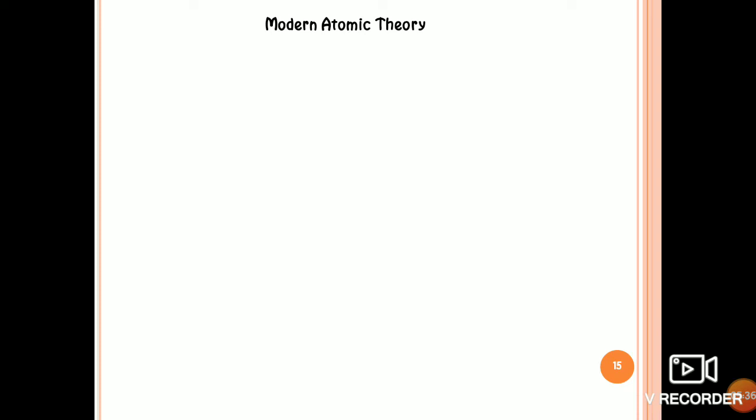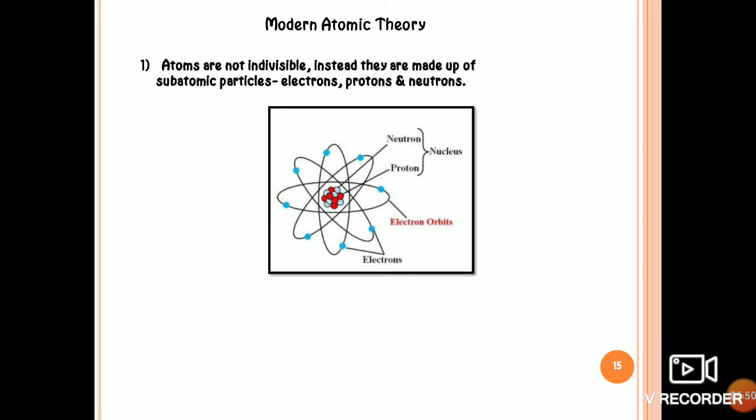If you remember Dalton's atomic theory, Dalton said that atomic particles are indivisible, we cannot divide them further. Atom is the smallest one. But after a long time, it was found that atoms are not indivisible. In fact, they can be divided into subatomic particles known as electrons, protons, and neutrons. Electrons are negatively charged, protons are positively charged, and neutrons have no charge. We will come back to this topic later.